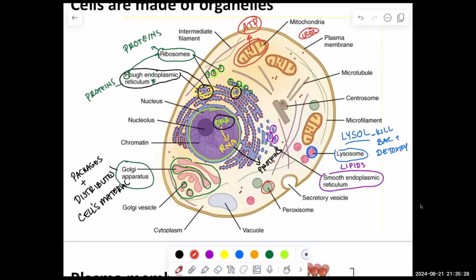Peroxisomes are very similar to lysosomes, but these ones do not break down bacteria. They are responsible for detoxifying only. They're filled with hydrogen peroxide, which helps break down certain toxins. That's why they're called peroxisomes, because they're filled with hydrogen peroxide that your cell naturally makes.